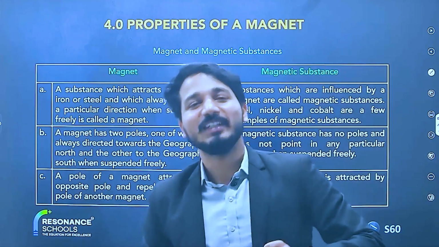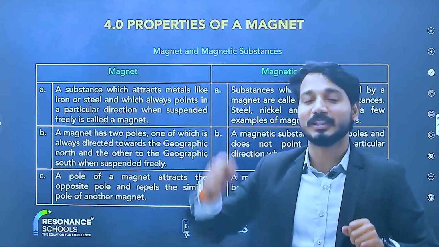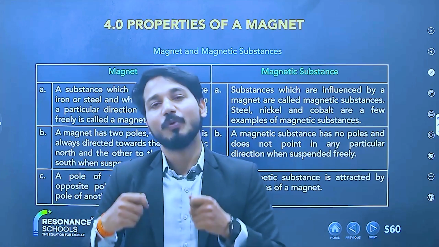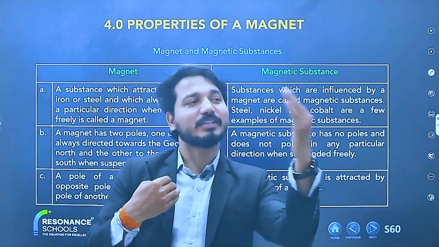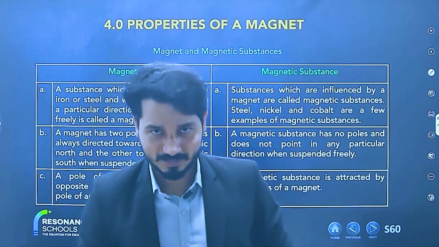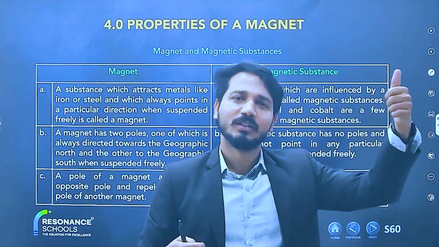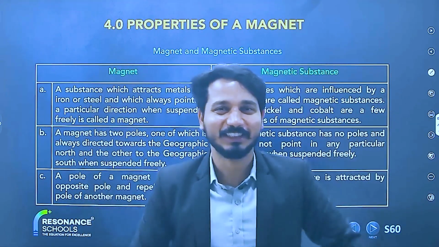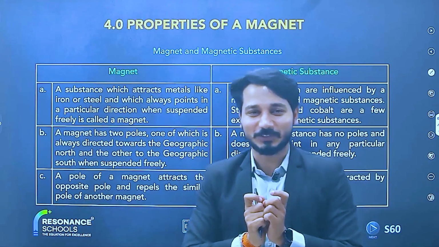North and south. So that is called a magnet. Second, magnetic substance. What is the meaning of magnetic substance? The substances which are influenced by a magnet, or which get attracted towards a magnet, are called magnetic substances. Examples: iron, nickel, cobalt, bismuth. These are the examples of magnetic substance.